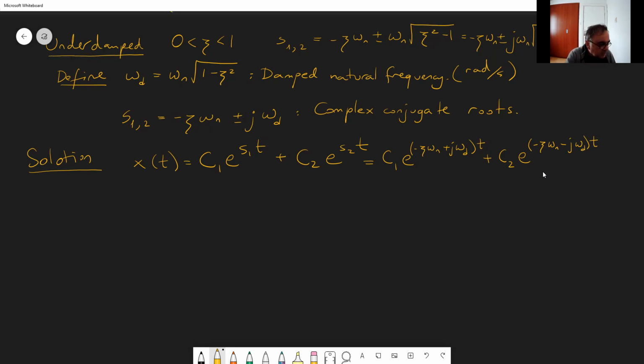Well, we can do something about it. You see, e to the minus zeta omega n t is common in both of them. We can write it as follows: x of t equals e to the minus zeta omega n t times C1 e to the j omega d t plus C2.